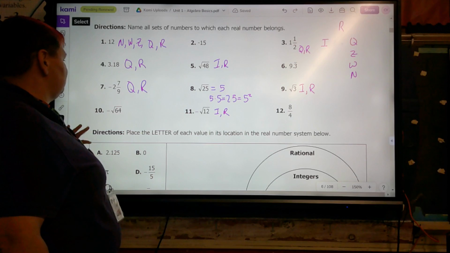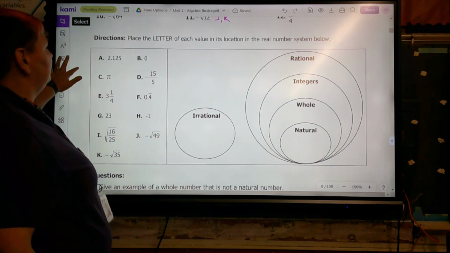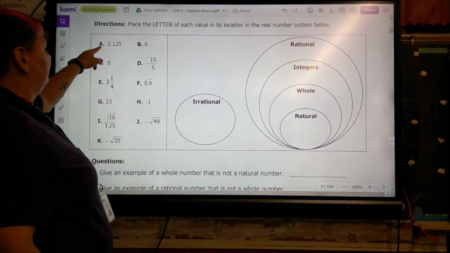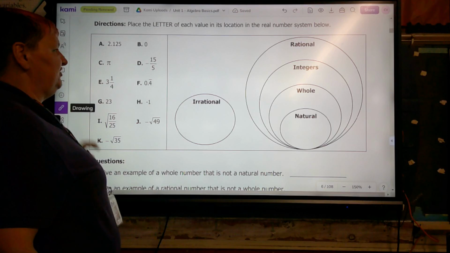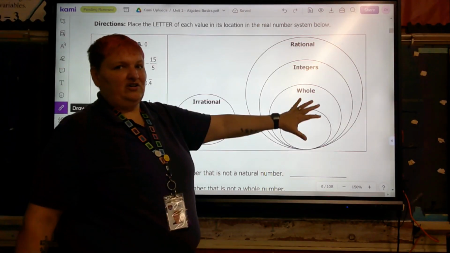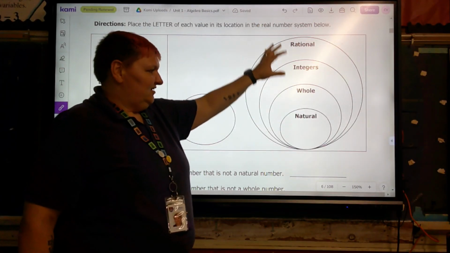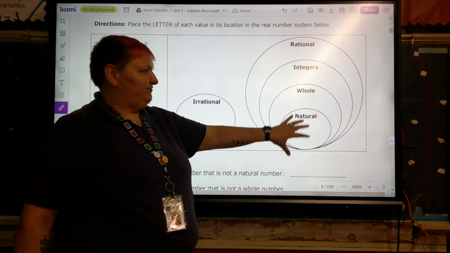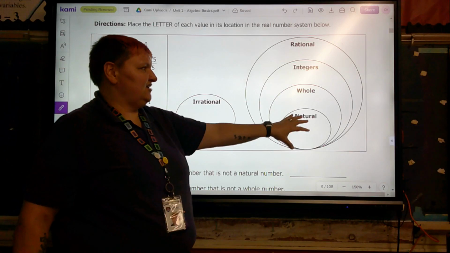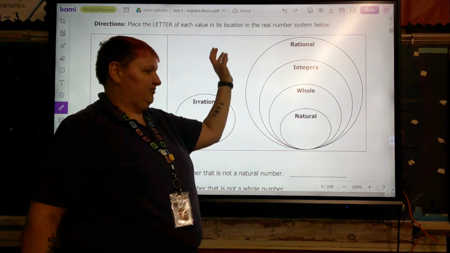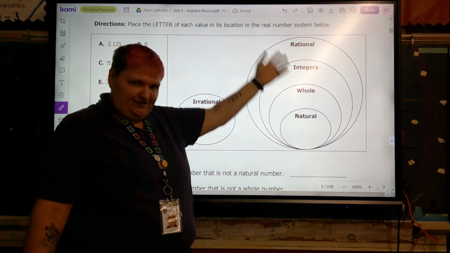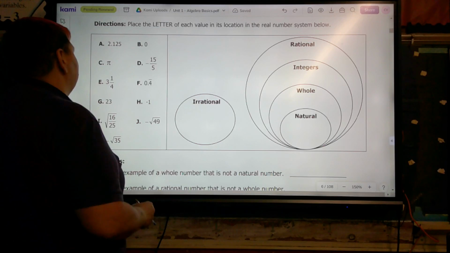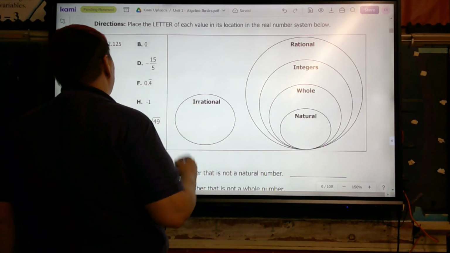Alright, and then scroll up. Place the letter of each value in its location in the real number system. Basically, they want you to recognize that if you have a natural number, it fits into all the other categories. Natural is also whole, integer, rational, and real. They want you to recognize that, like Russian dolls, they fit into each category. So let's just do some random ones.